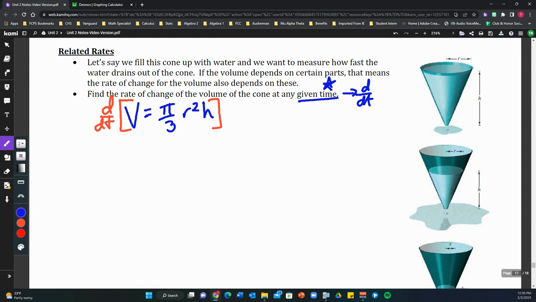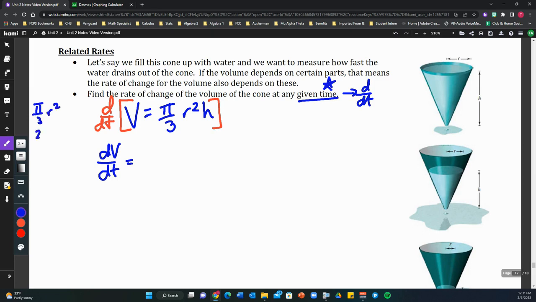So the derivative with respect to time of volume, that is just simply dV/dt. Or another way of thinking of it is it would be 1 times dV/dt, but we don't need to write the 1 in there all the time. Then on the other side, pi over 3 times r squared times h. That is a product rule. Now remember, pi over 3, that's just a coefficient. It's a constant multiple. So I'm going to group that with the r squared.